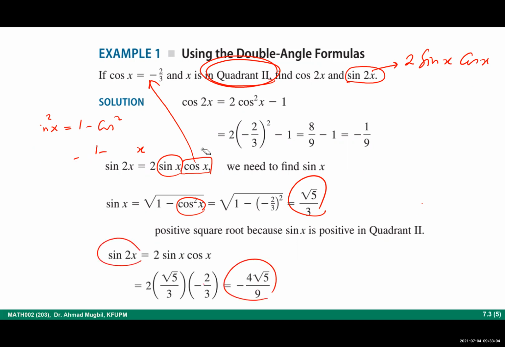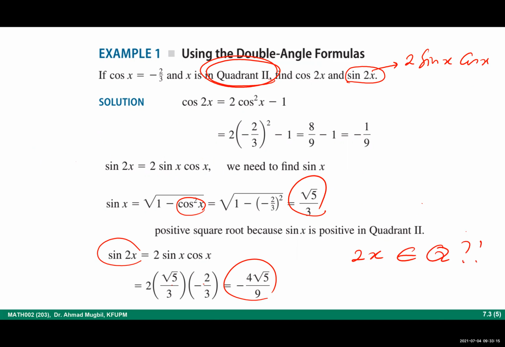Notice, ya shabab, something that I want you to notice. Let me ask you this question. In which quadrant is 2x? We know that x is in the second. So where is 2x in this case? Where is the angle 2x? In which quadrant? Is 2x in the third or the fourth? In the third, you are right.